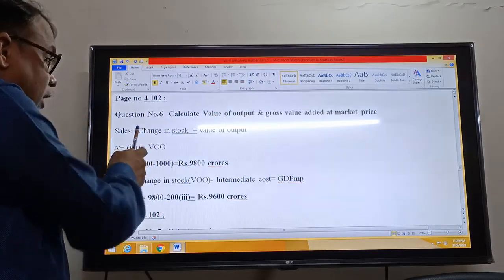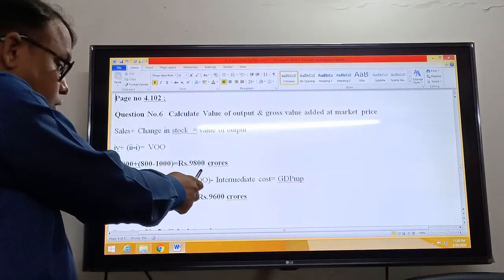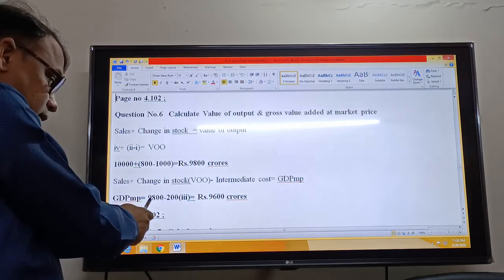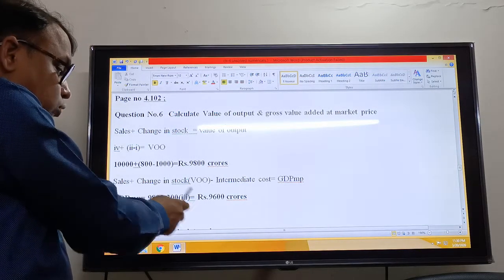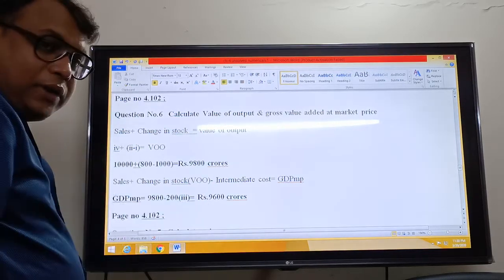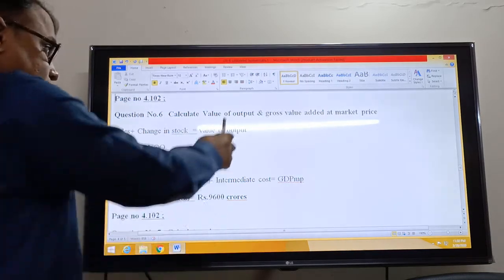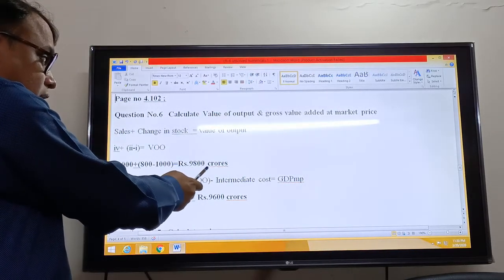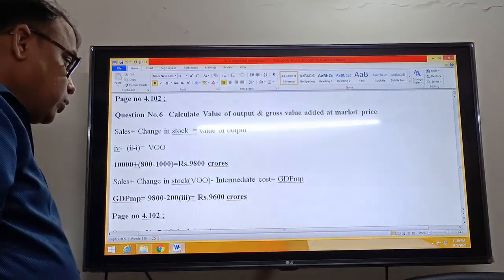Second, value of output minus IC is equal to GDPMP. Value of output we already know, 9,800 we already calculated. That is 9,800 minus 200, that is our IC, equal to 9,600 rupees crore. This is GDPMP. There are two parts of this question. One is value of output, second is GDPMP. In the first part we already calculated 9,800, that is value of output. In the second, GDPMP, that is 9,600 crore.